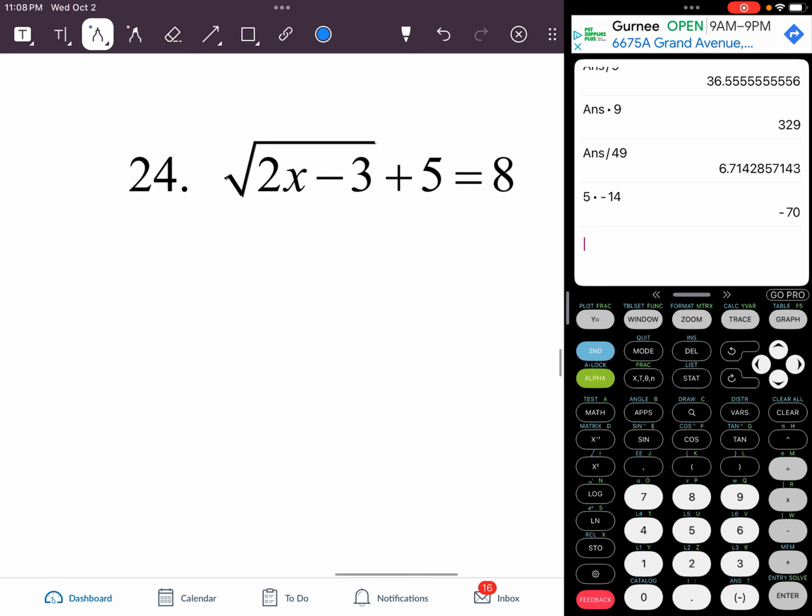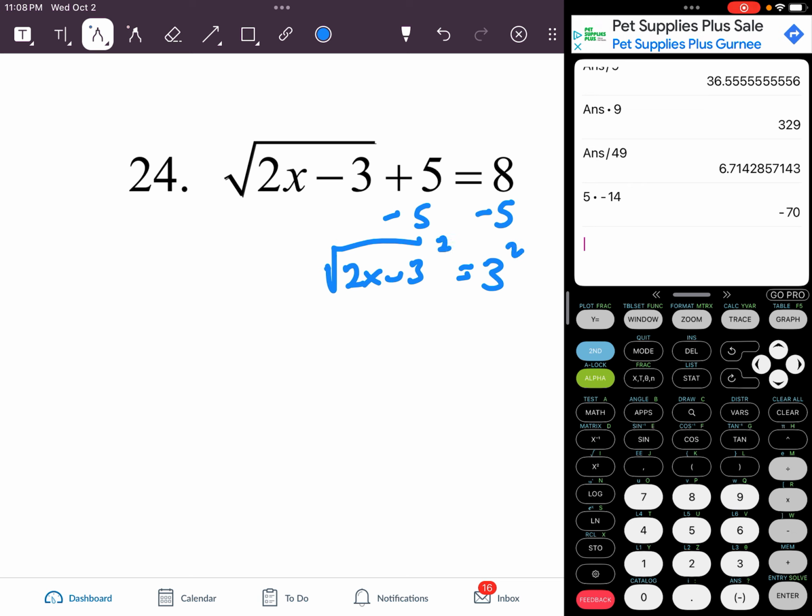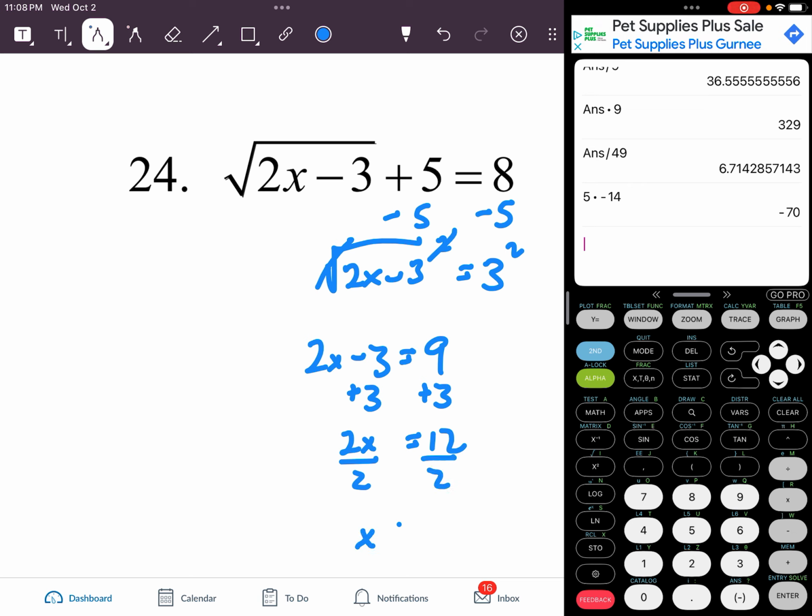All right, same idea as the last one. I've got to get the square root sign isolated, so I have to subtract 5, which gives me 3. There we go. I can square both sides. So I get 2x minus 3 equals 9. I'm going to add 3, which gives me 12 for the 2x side. Divide by 2 on both sides, and x will equal 6.